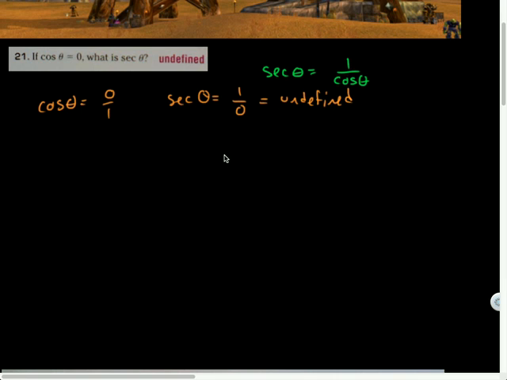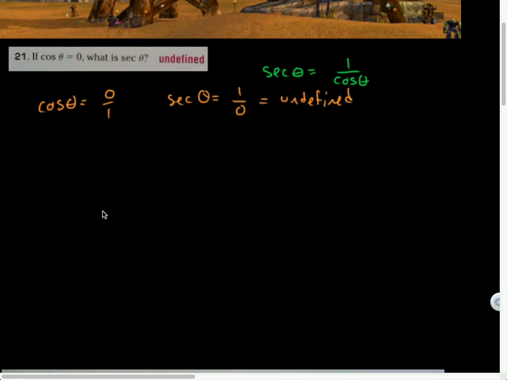Now, we might recall that secant theta is the reciprocal of cosine. So if cosine theta is 0, we could view that as being like 0 over 1. And then secant theta being the reciprocal of that would be 1 over 0, which you can never divide by 0, so that would be undefined.